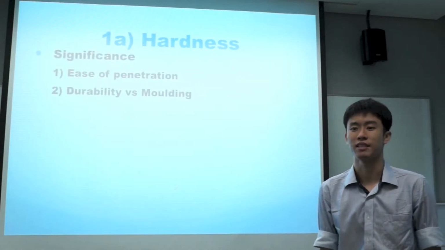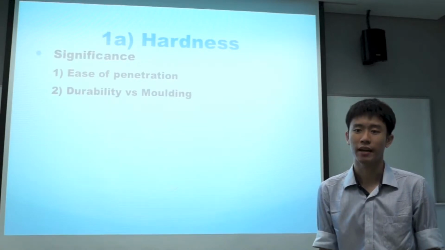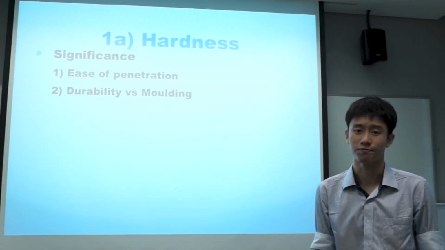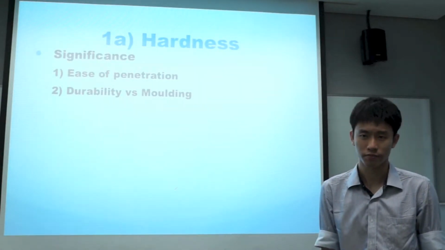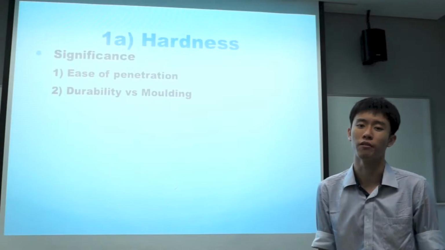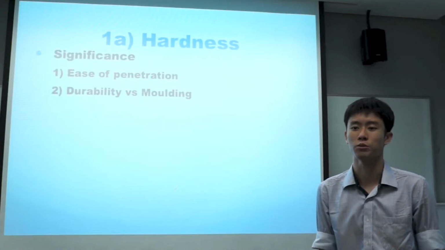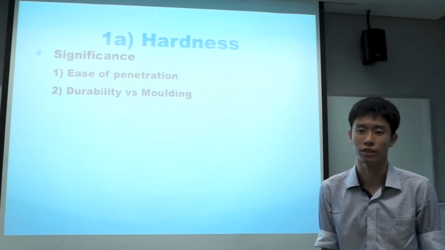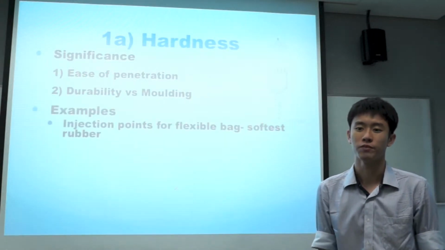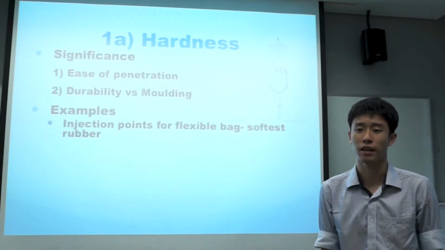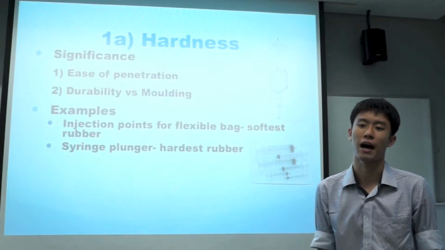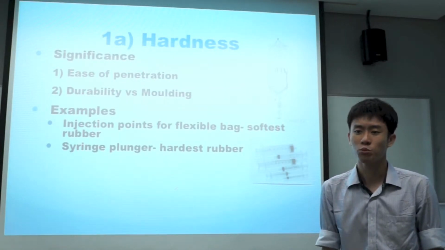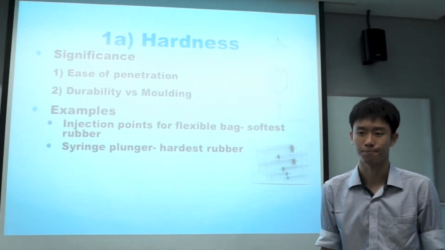Firstly, hardness is a significant property of rubber. It can affect the ease of penetration by the needle. The harder the rubber, the more difficult it is for the needle to penetrate. Hard rubbers tend to be more durable, but more difficult to mold into the shapes required for use as elastomeric closures. For example, injection points for flexible bags utilize softer rubber varieties to allow for easier penetration. Syringe plungers, however, use the harder type of rubber to ensure smoother gliding through the syringe.